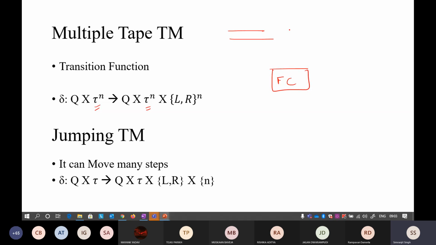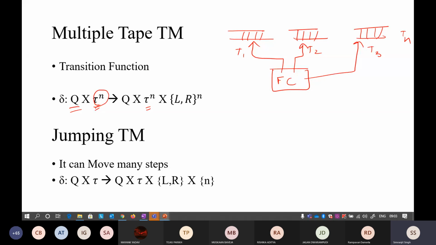This is your finite control, and there can be multiple tapes: tape 1, tape 2, tape 3, up to tape n. Now the transition function says that at a finite control, at one state, we read from different tapes. Tau is your tape symbol, raised to power n because there are n tapes. At every tape, it will be at a particular state. The state will be the same for all the tapes, but the tape symbol can be different.